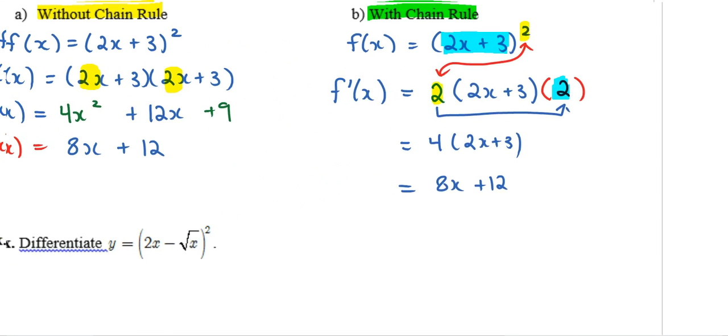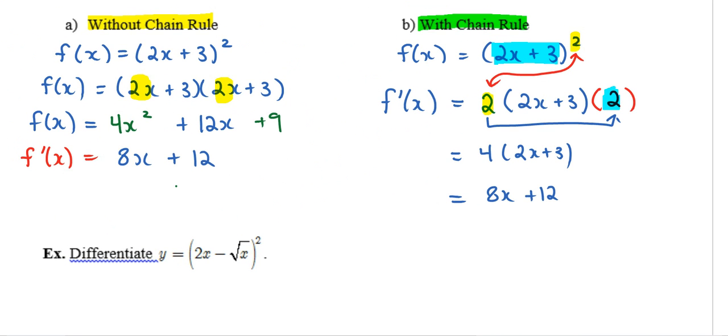And you'll notice that we do get the same answers, right? These are exactly the same answers. All I did for part B is I applied the chain rule, and I was able to get the answer maybe a little bit faster without expanding my polynomial.